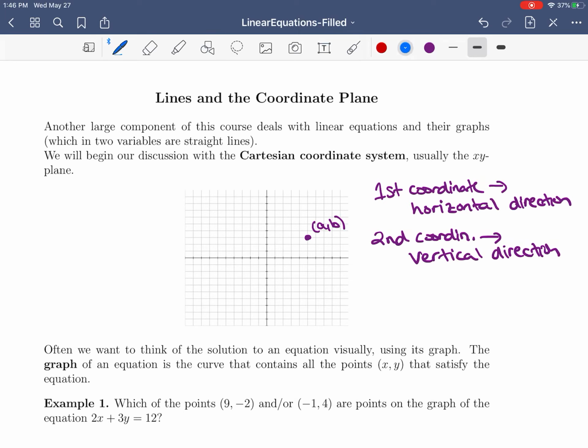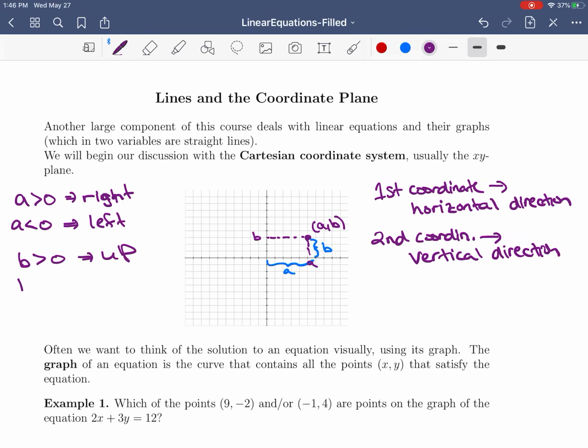So this point here that I've drawn, (A, B), we've gone up B spaces, and to the right, A spaces. Here this point is B, whereas this point is x equals A. When A is positive, you move to the right. If A is negative, you move to the left. Similarly, B positive means that you move up, whereas B negative means that we go down.